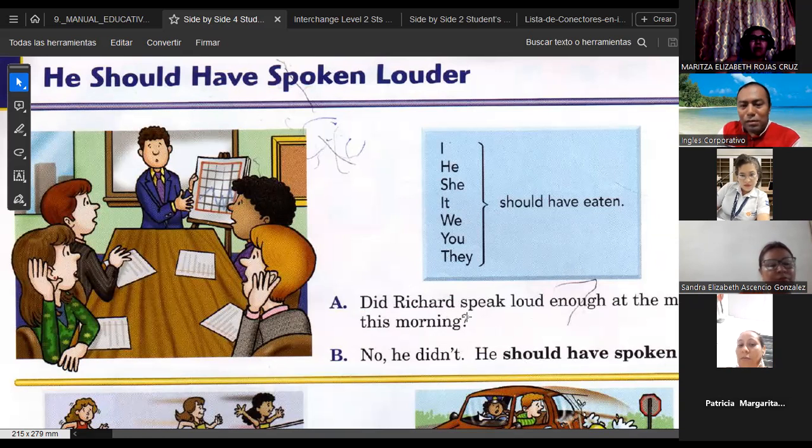En la reunión, ¿Richard habló suficientemente alto en la reunión esta mañana? No, he didn't. No, él no lo hizo. Él debió haber hablado más fuerte. Usando aquí el comparativo, right? The comparative adjective, louder, más fuerte. Ok, entonces tenemos should, tenemos have, y tenemos spoken. He should have spoken louder.